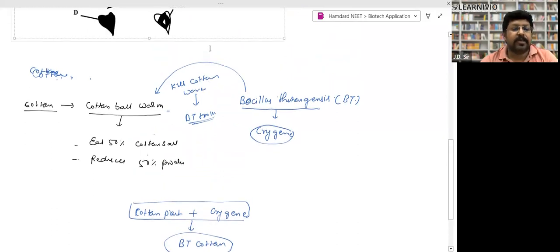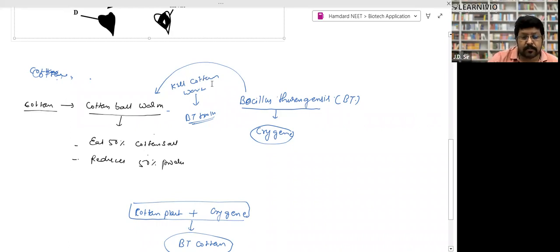Okay, there is a disease in the cotton. The disease is caused by a worm, a round worm, right? And the name of that worm is cotton boll worm. Cotton boll worm eats 50% of cotton bolls or cotton flowers or buds, due to which the productivity reduces by 50%, right? And this cotton boll worm is the enemy of the cotton plant. Okay.